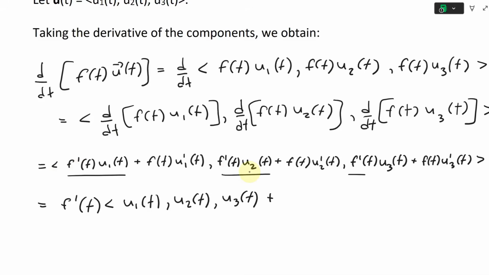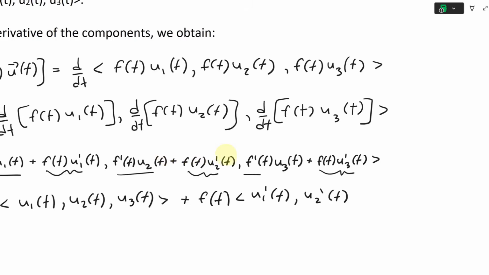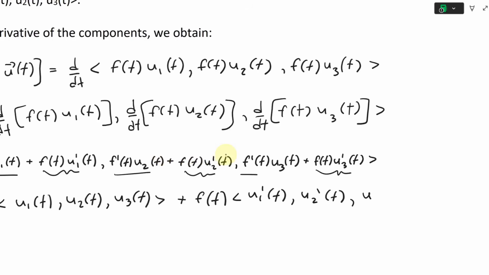And now we do plus, and factor out the other parts. I'll keep it like this. So now we'll do this part. Again, that is a closed bracket. Now we add a second vector, where the like term is just the regular function f of t, times the components u1 prime of t, u2 prime of t, and u3 prime of t, like that, close bracket.